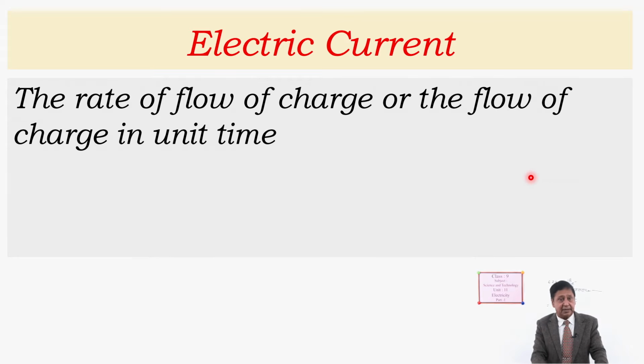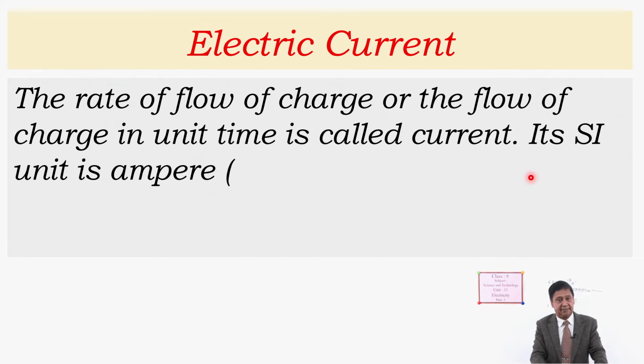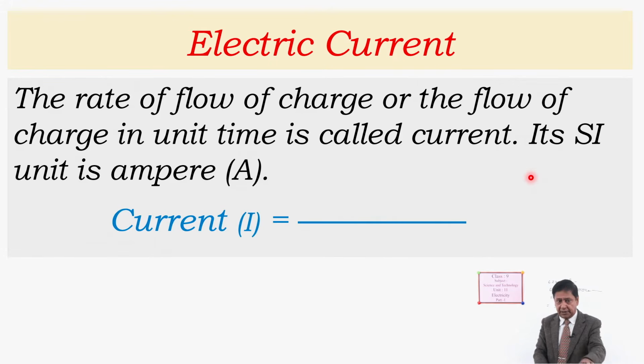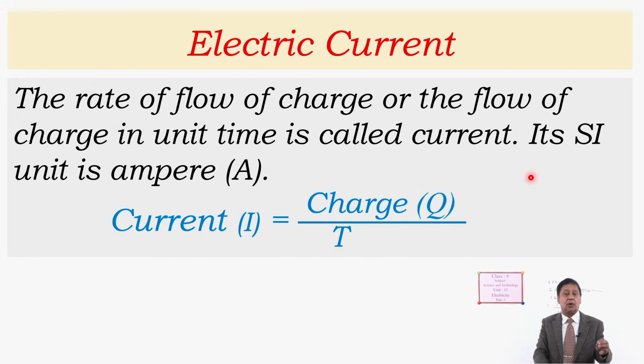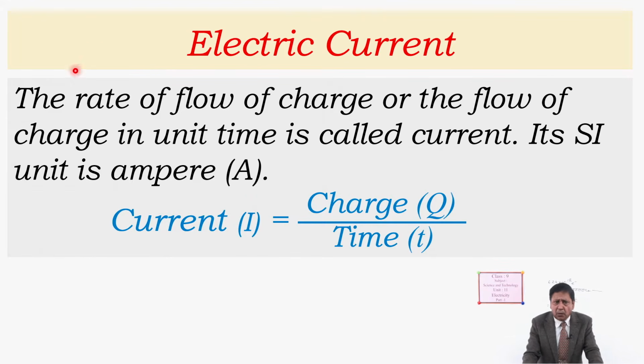Electric current, the rate of flow of charge, or the flow of charge in unit time, is called current. Its SI unit is ampere, and it can be represented by the following formula: current I equal to charge Q by time T. Look at this. What does it mean? Rate of flow of charge means how much charge is flowing in the conductor in 1 second time. That represents current.